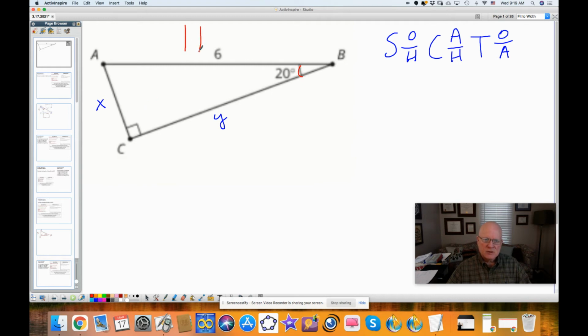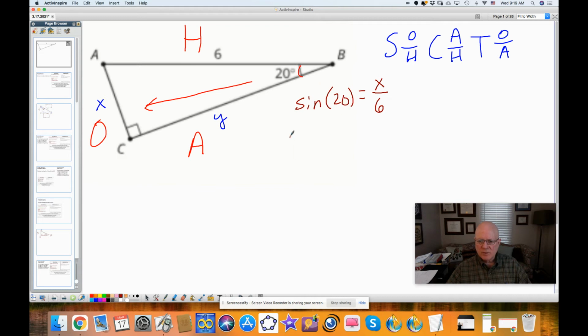This is the hypotenuse. This is the opposite. It goes all the way across. And this is the adjacent leg. And now I can set up the ratios and solve the problem. So we have the sine of 20 degrees is equal to the opposite, x, divided by the hypotenuse, which is 6.